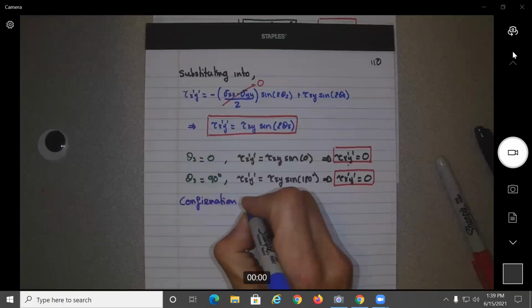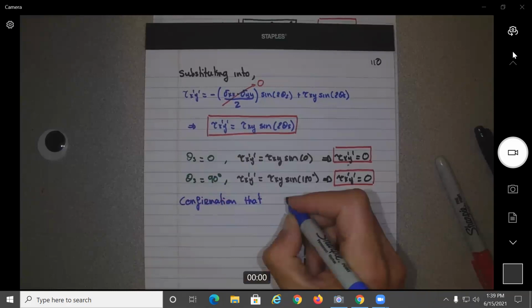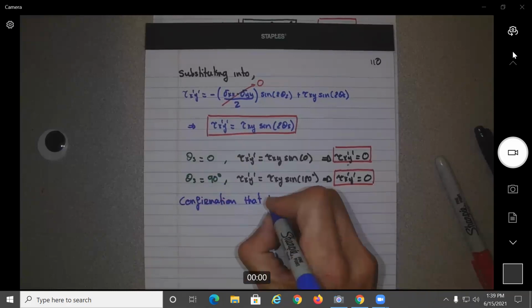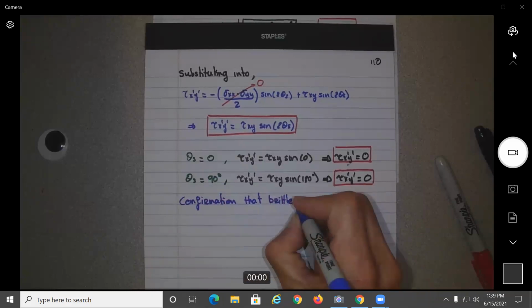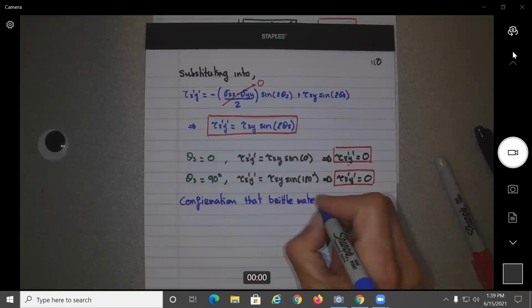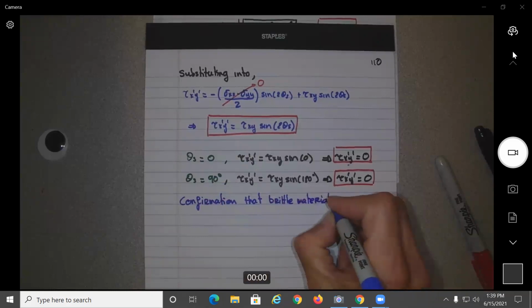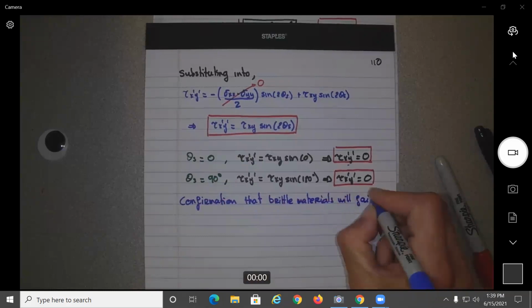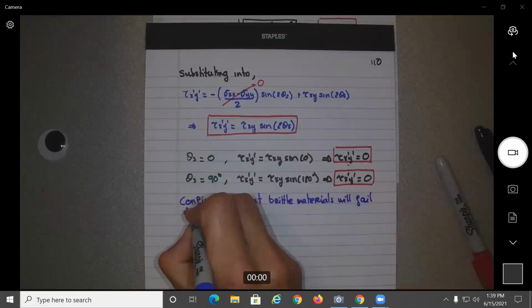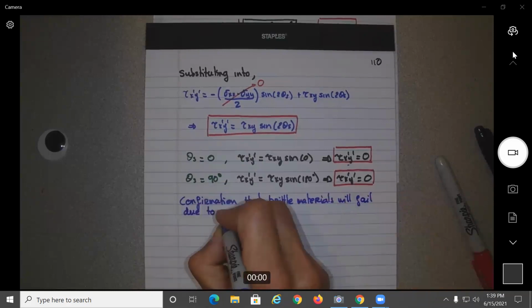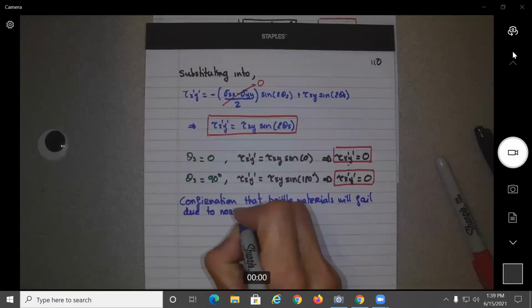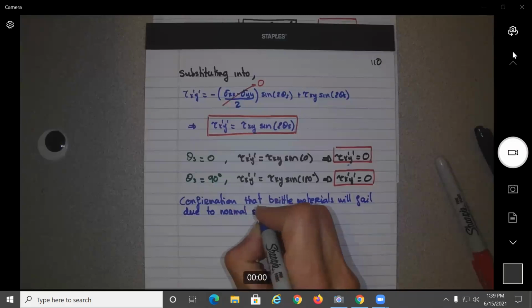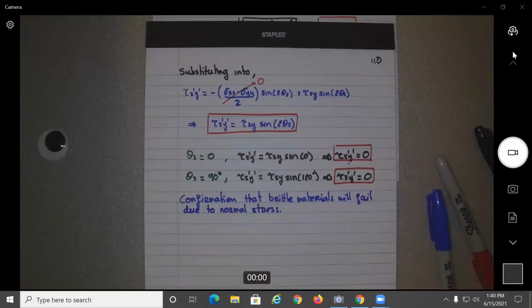that brittle materials will fail due to normal stress.